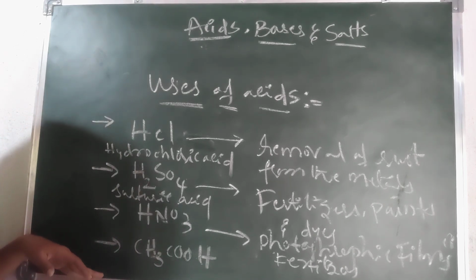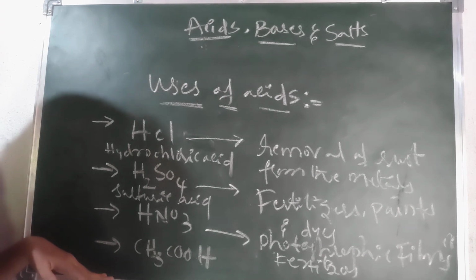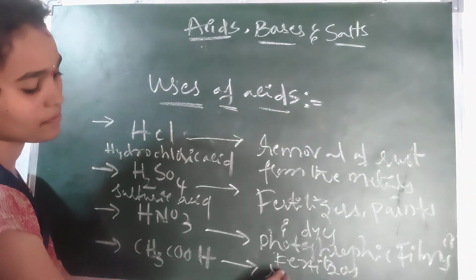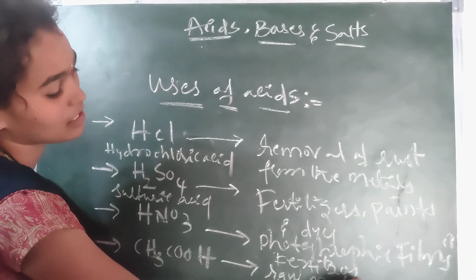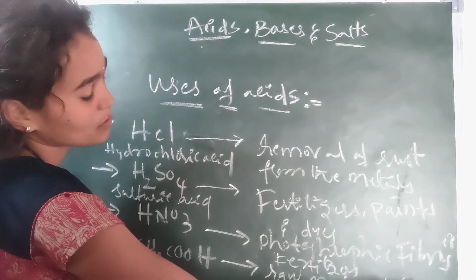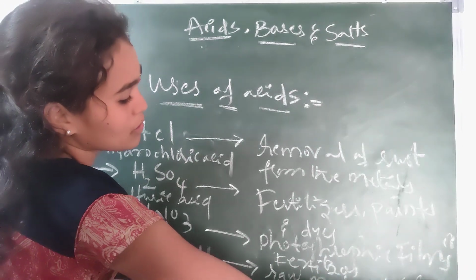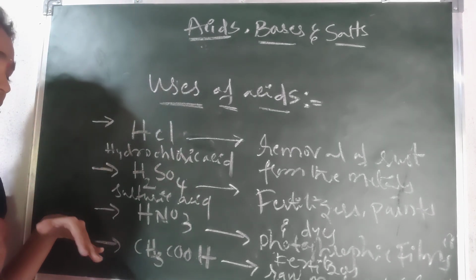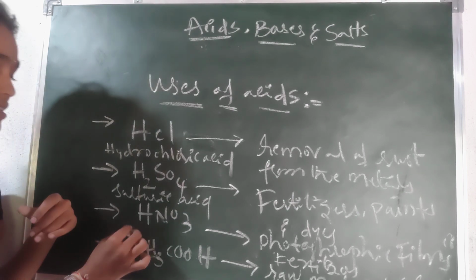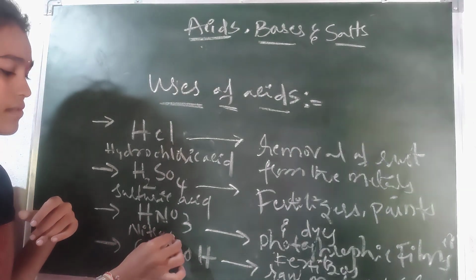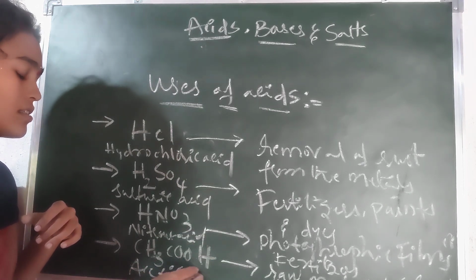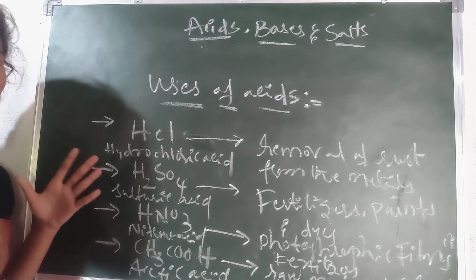And coming to acetic acid, why is acetic acid used? It is used as a raw material in food supplements, and also as a solvent. So these are the uses of acids, mostly hydrochloric acid, sulfuric acid, nitric acid and acetic acid. Mostly these are the uses of acids.